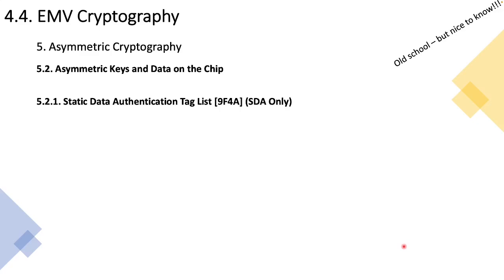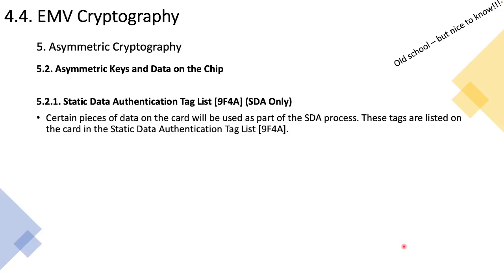Okay, so let's talk about those 8 items in a bit more detail so you understand them better. The first one that we saw was the static data authentication tag list, tag 984A, and this is for SDA only. Now, I did say that SDA is no longer being used. There is a mandate requiring all issuers to move away from SDA, but it's something that you should know. I believe if you understand how SDA works, it will make your understanding of DDA and CDA that much easier going forward.